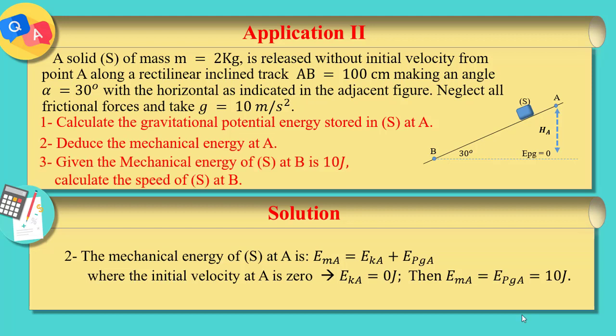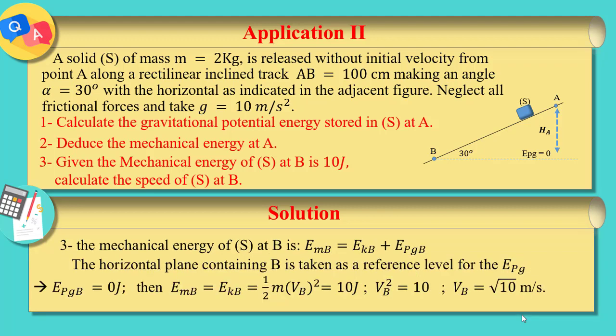Given the mechanical energy of S at B is 10 joules, calculate the speed of S at B. The mechanical energy of S at B is the kinetic energy at B plus the gravitational potential energy at B. The horizontal plane containing B is taken as the reference level for gravitational potential energy, so the gravitational potential energy at B is 0, and the mechanical energy at B is just the kinetic energy, which is half m VB squared, which is 10 joules. VB squared in this case is 10, and VB equals radical 10 meters per second.